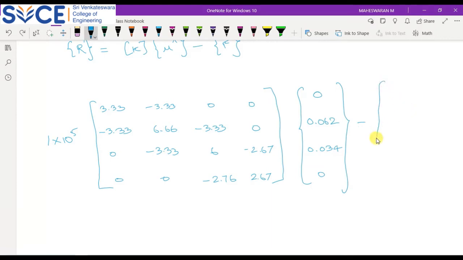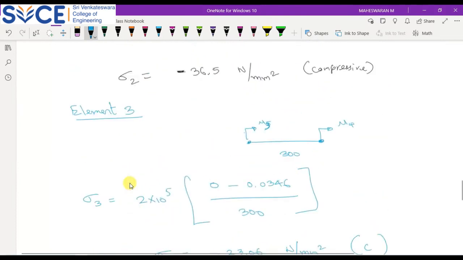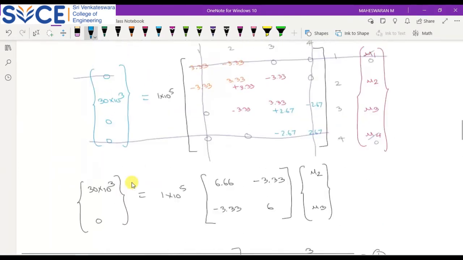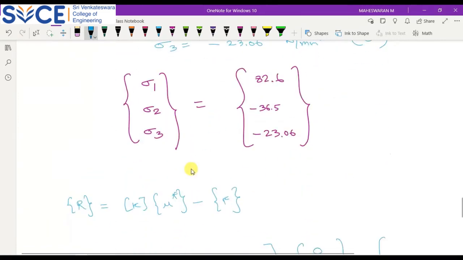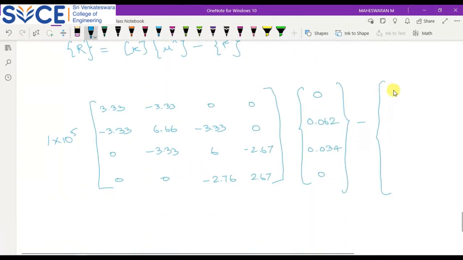minus F. What is my force? My force vectors are 0, 30 into 10 power 3, 0, 30 into 10 power 3, 0 and 0. So by solving this entire thing, you will get what is your reaction force R. So overall, if you do that, you will get your reaction force.